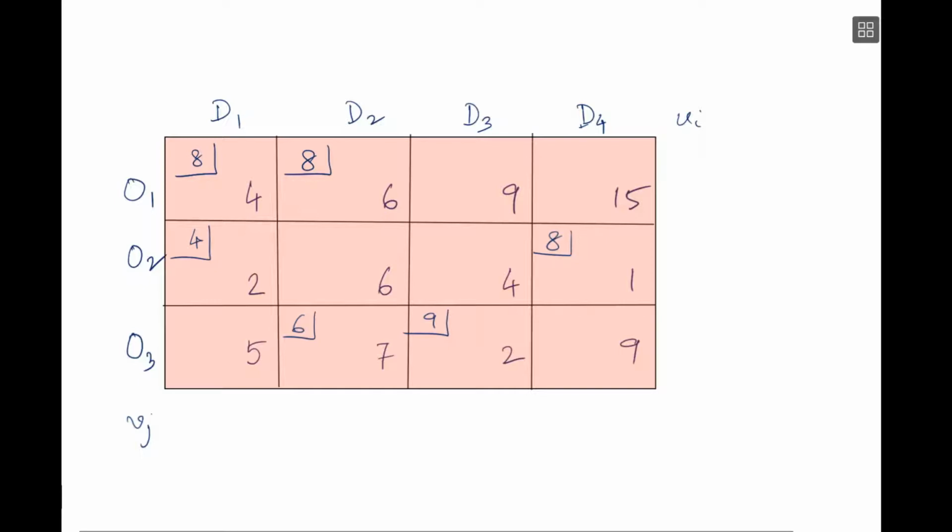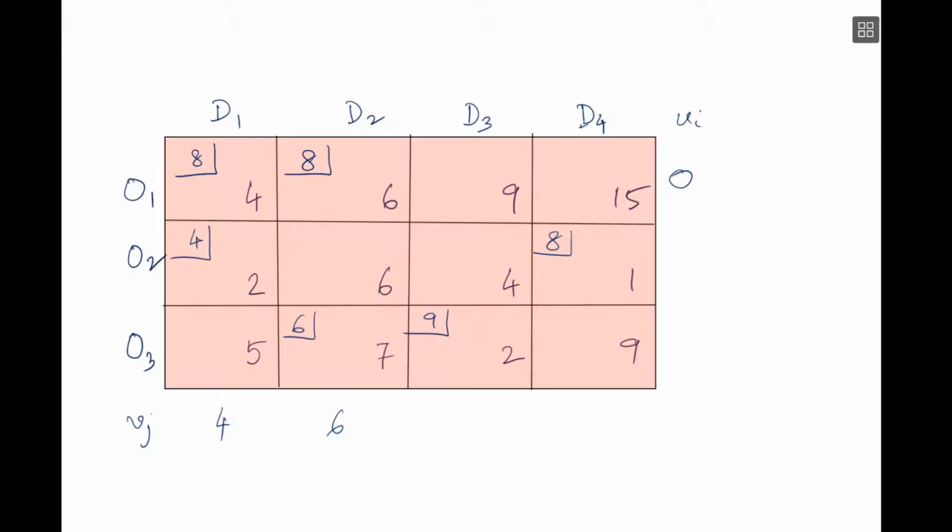We see in each row there are two allocations, so we can choose arbitrarily any Ui as 0. Let's take U1 equal to 0. So for the allocated cells 1,1 and 1,2, Ui plus Vj will be equal to Cij. So V1 will be equal to 4 and V2 will be equal to 6.